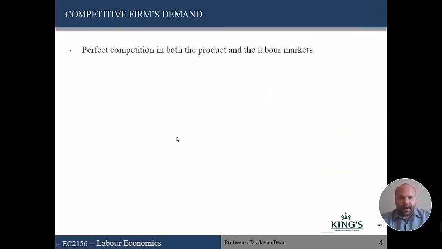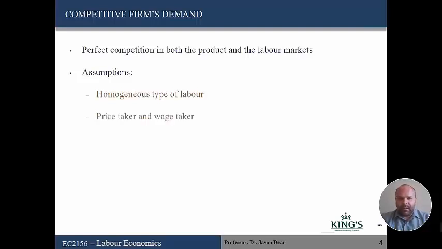Okay, so competitive firms demand. So we're going to assume that there's perfect competition in the product and labor market. So some of the assumptions we're going to make are that there's a homogeneous type of labor. Okay, so we're talking about a particular type of labor in the market. Maybe it could be unskilled labor. Now, the firm is a price taker in the product market and also a wage taker in the labor market because they're both perfectly competitive. They can't influence anything in any of those markets.